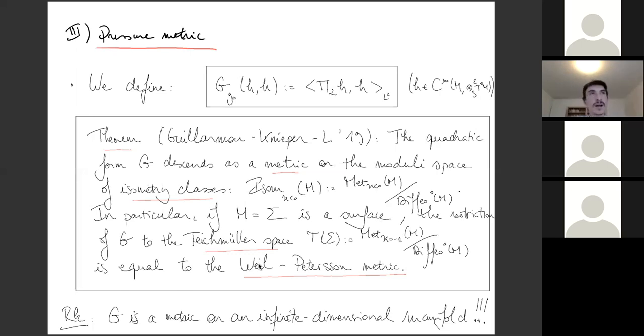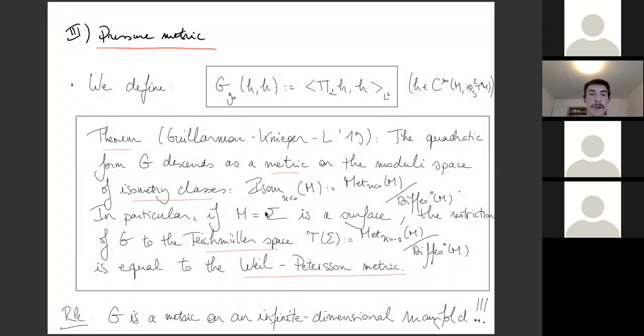So that's quite remarkable, because you get an object that is defined in an infinite dimensional space, and when you restrict it to a very particular space, which is Teichmüller space, then you recover something which is very well known to geometers.